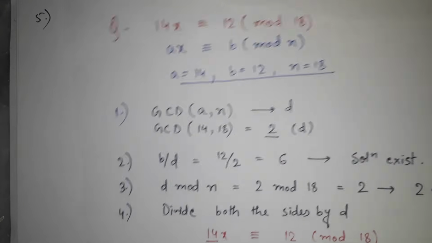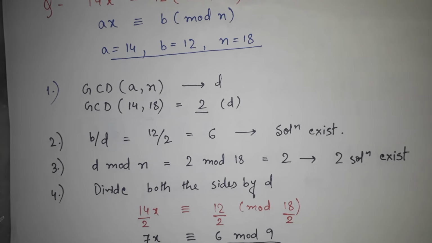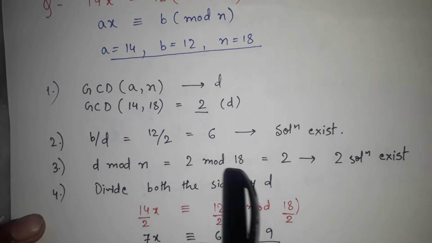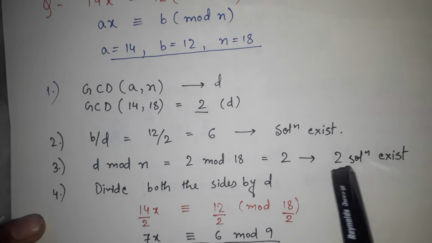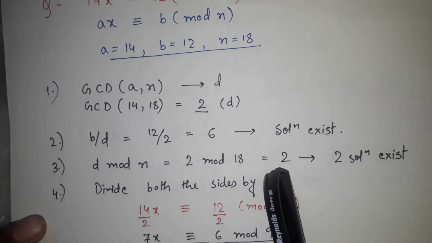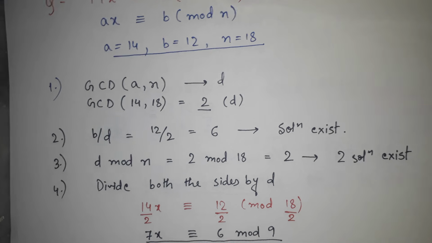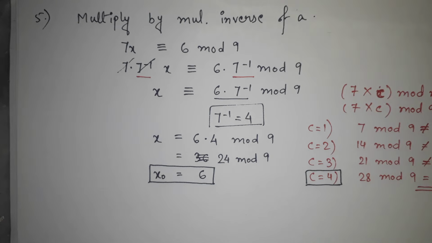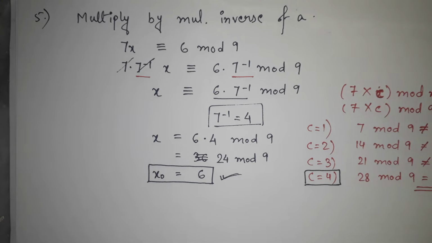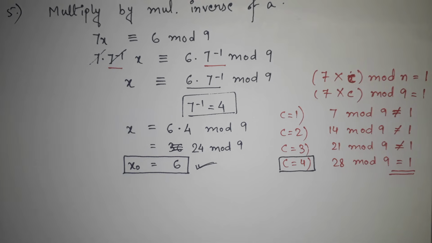What I told is, in the second and third step we found out that d mod n, we got 2. That means 2 solutions exist, and I told you in that step that we will get 2 values of x. So x0 equal to 6 means one value we already got. Now our last step is to find the second value of x. How can we find the second value of x?